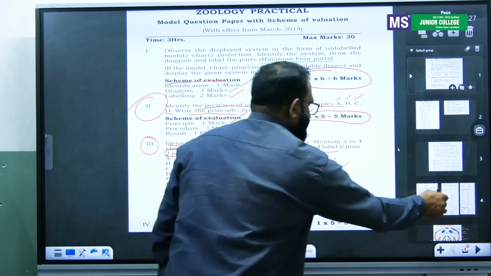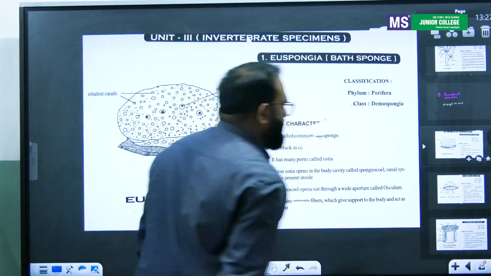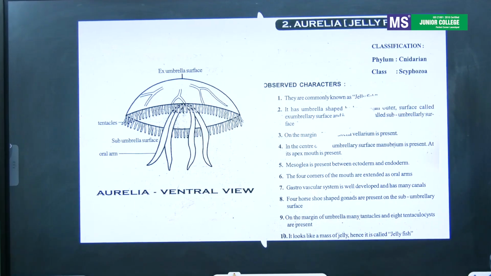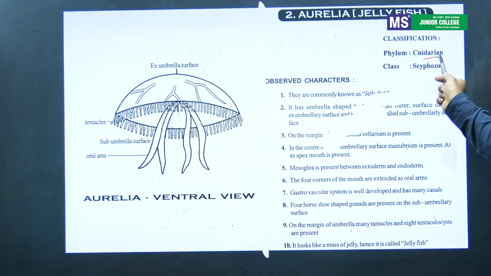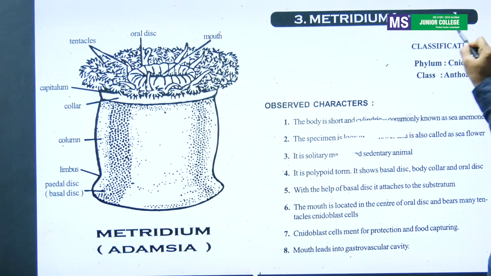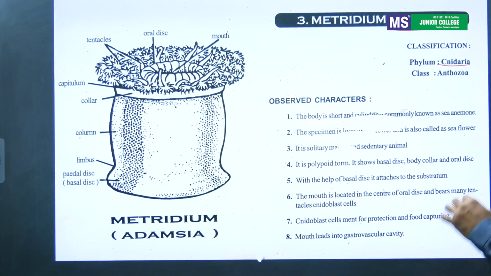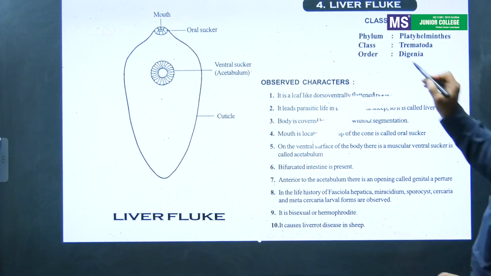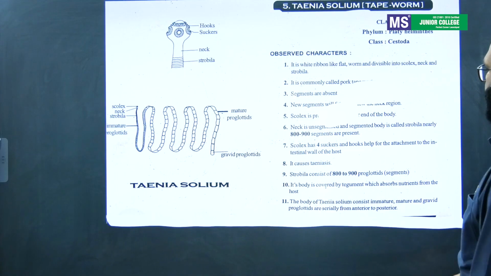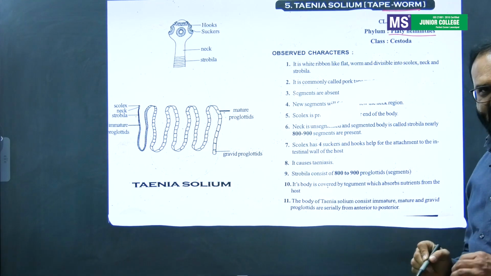As I said, students, I would like to show you these spotters and specimens. Right, here next one. Aurelia or jellyfish belongs to phylum Cnidaria. You can use this diagram. Metridium or Adamsia belongs to phylum Cnidaria. Already you studied in your first year. Liver fluke belongs to phylum Platyhelminthes. Taenia solium, tapeworm, again belongs to phylum Platyhelminthes.